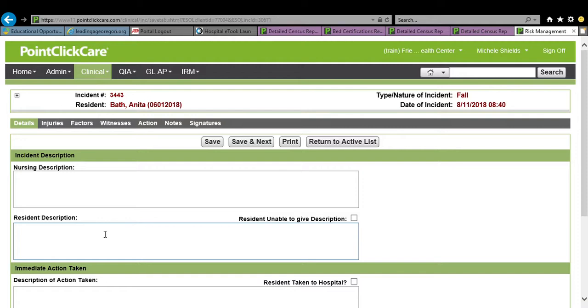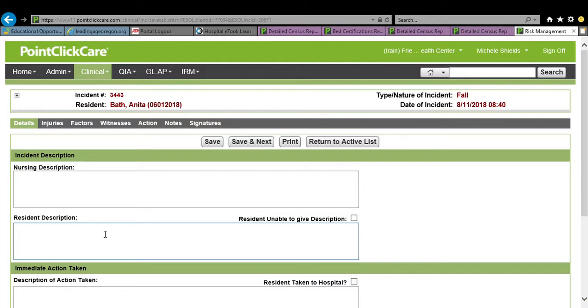So the next section is the resident description. This is really important. Not all residents will be able to give you a description, obviously. If they are confused, they might not be able to say at all what happened, but if they can tell you that, oh, I just slipped on the floor, or oh, I forgot to put my call light on and I got up and went to the bathroom, whatever it is, it's really important to put it in quotes in that section, specifically as they said it.